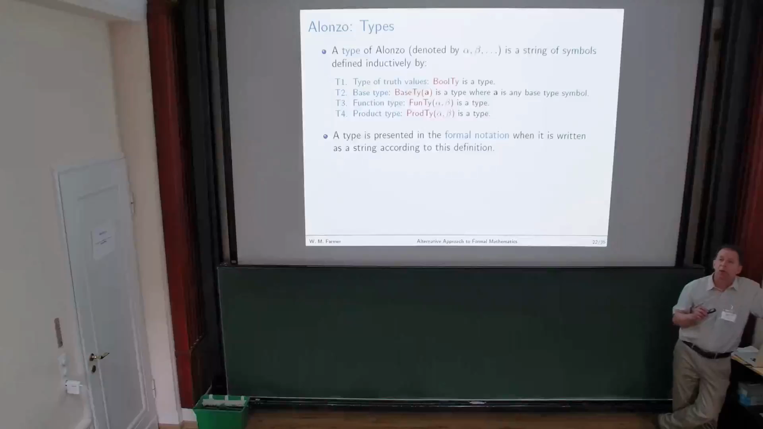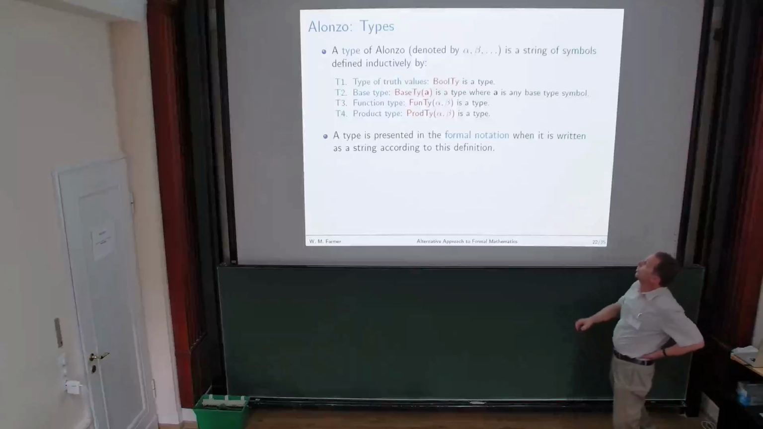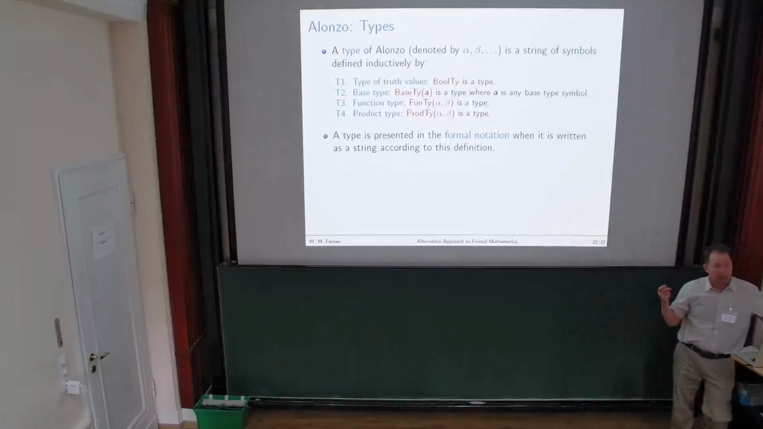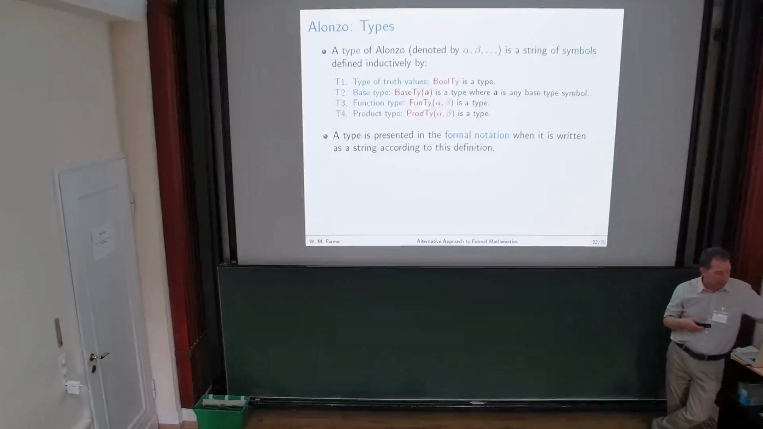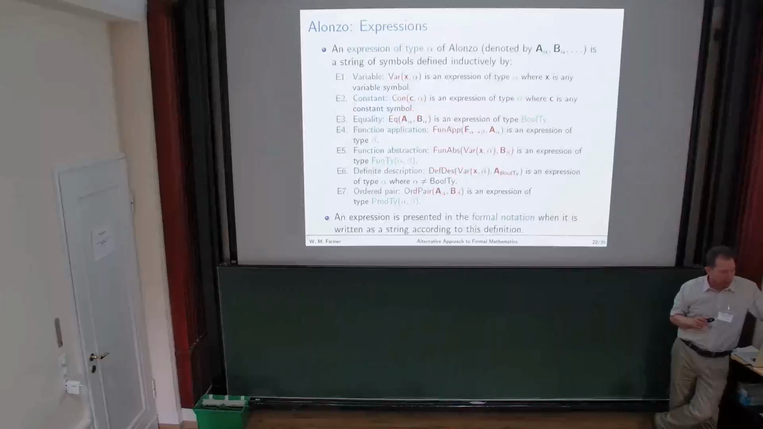Let's see, I guess I have plenty of time here. So I'll say a little bit, just to give you a sense of what it's like. So there are types, and what's in red is really the formal syntax. So there's just four kinds of types. There's the Boolean type, there are base types, you can have any number of those, function types and product types. So I'm not trying to present the logic at this moment, just give you a flavor of what it's like.